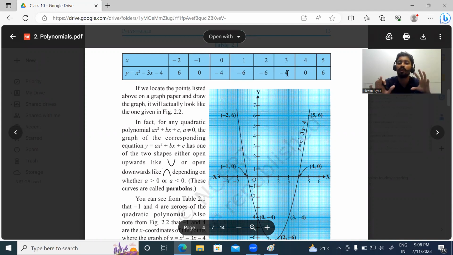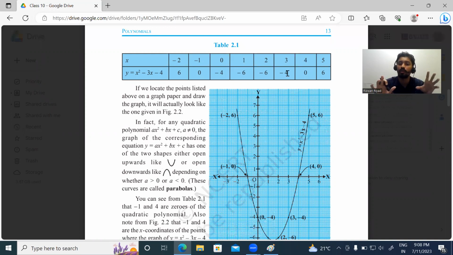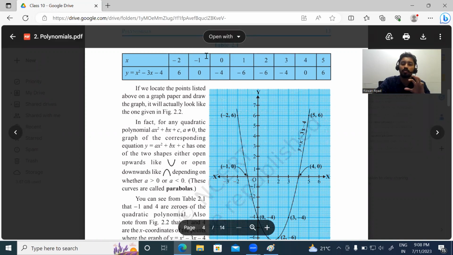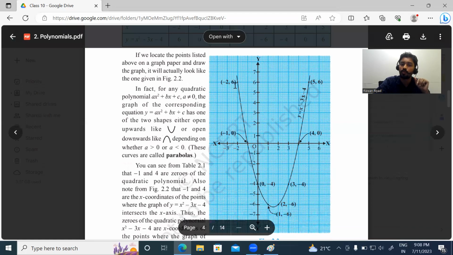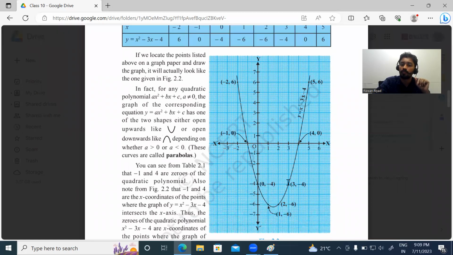Similarly, you will get many x, y pairs. If you put any value for x, you will get the corresponding value for y. All these are coordinates, x coordinate and y coordinate. Here the x coordinate is minus 2 and the y coordinate is 6. The x coordinate is minus 1 and the y coordinate is 0, and so on. So all these are points, and with the help of these coordinates you can plot all the points on the graph.